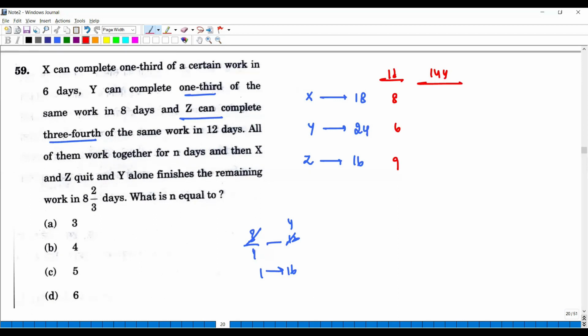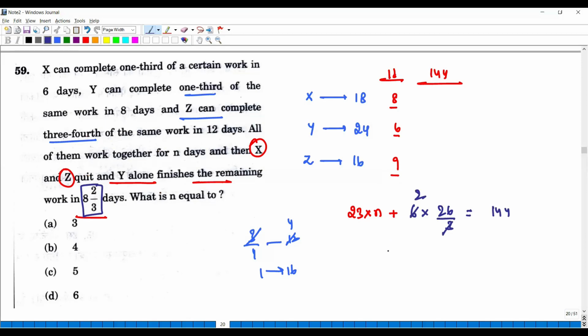All of them work together for N days. If you combine everything, it will be 8 plus 6 plus 9, which is 23. N days they are working. After that, X and Z quit. Y alone finishes the remaining work, with efficiency 6. It works for 8 2 by 3, which is 26 by 3 days, to complete 144 units. So 23N equals 144 minus 52, which is 92. So N equals 4 days. It's a straightforward time and work question.